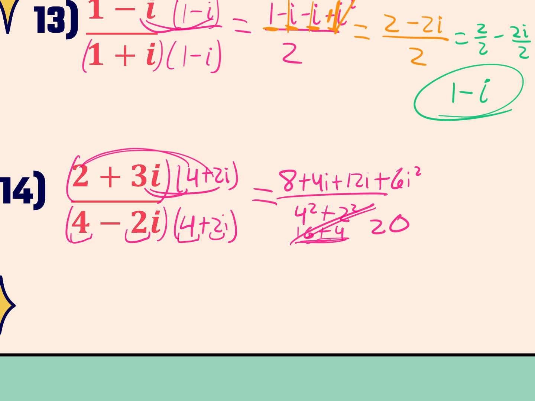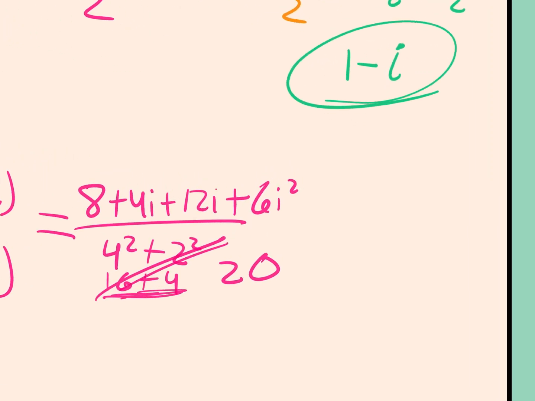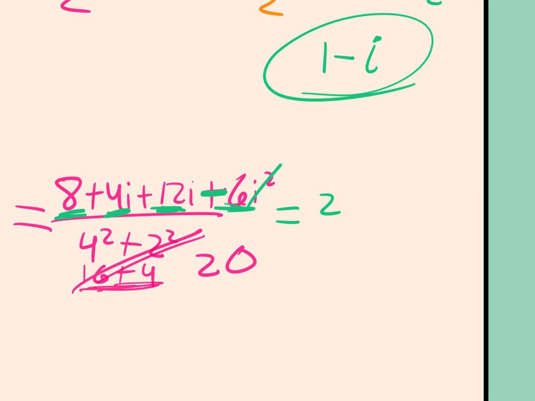All right, remember what we do with that i squared. We want to handle that right away, right? Get rid of that i squared, replace the sign in front with its opposite. All right, so then all in all, our answer is going to be real plus the real, which is 8 minus 6, which is 2. Imaginary plus the imaginary is going to be 4i plus 12i, which is 16i.